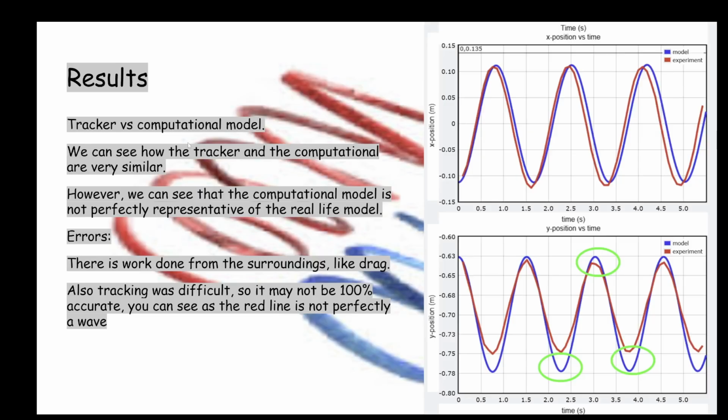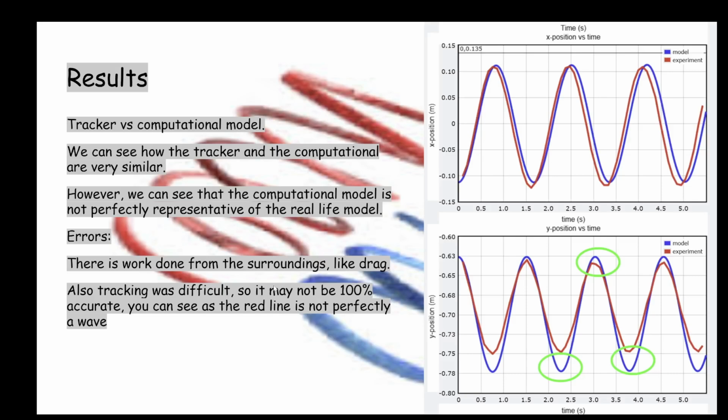So results. Here you can see that our tracker data is red, and then blue is going to be our coding. You can see they're very similar to each other, however they're just a little bit off, and the reason for this could be like drag, and there's other things.